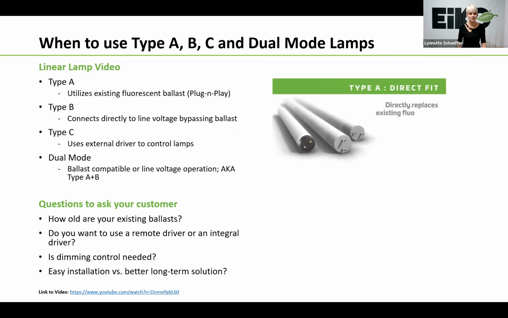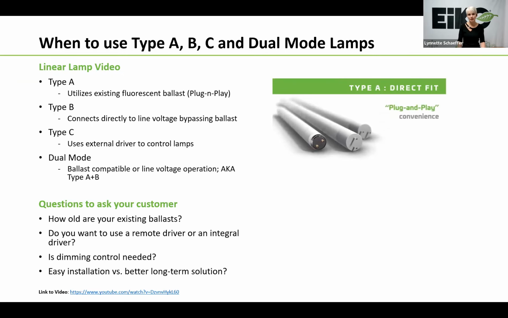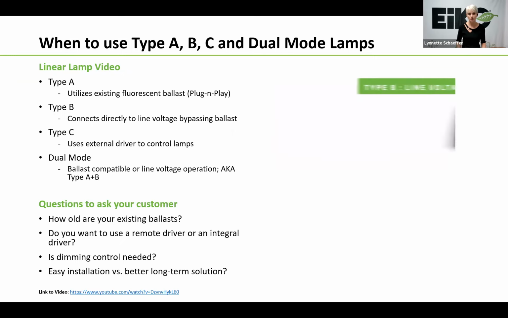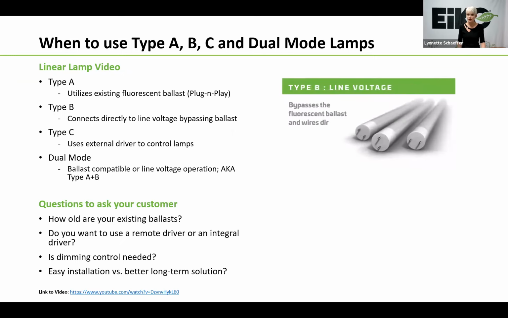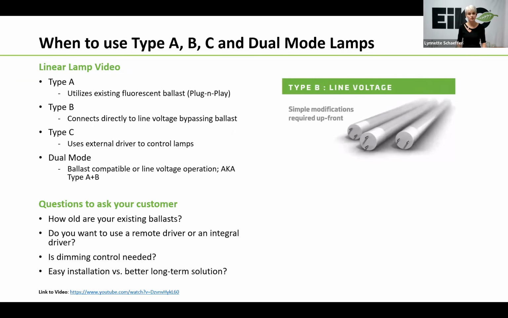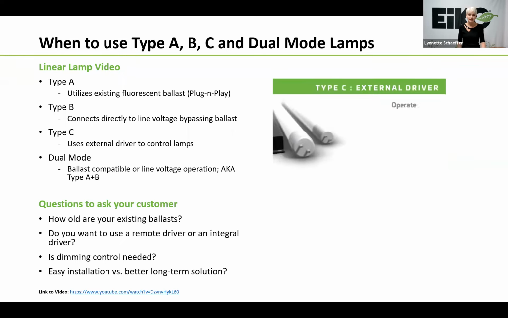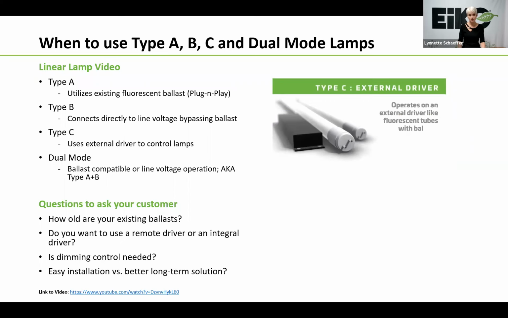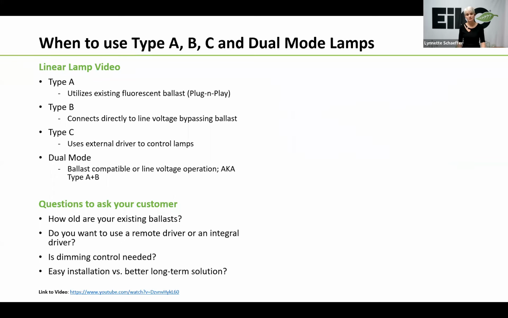All right, so what's this type A, B, and C? Well, type A utilizes the existing fluorescent ballast. Think of it as plug and play, but you need to make sure the lamp is compatible with the existing ballast. You can go to EiKO.com and click on resources for that. Type B, on the other hand, connects directly to line voltage, bypassing the ballast. So that means you have to basically rewire or remove the ballast. And then type C uses an external driver to control the lamps, similar to a fluorescent lamp with a ballast. But again, in most cases, it won't work on existing ballast.